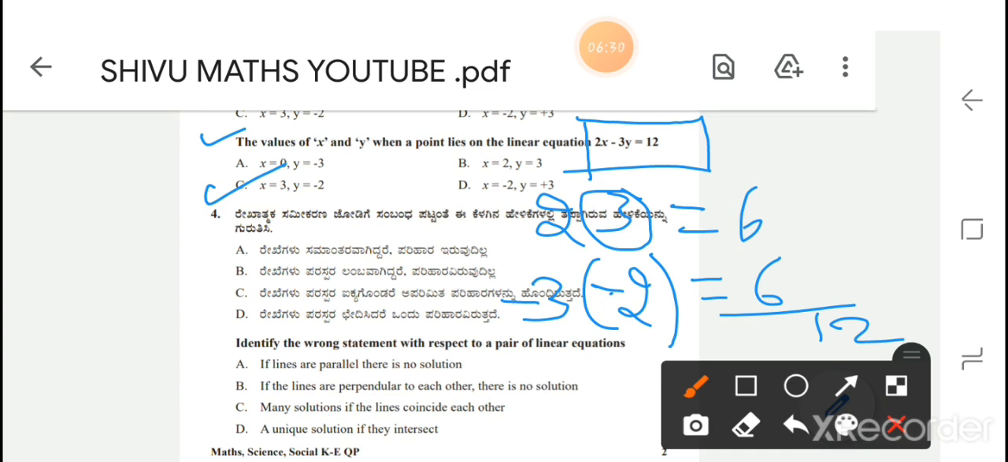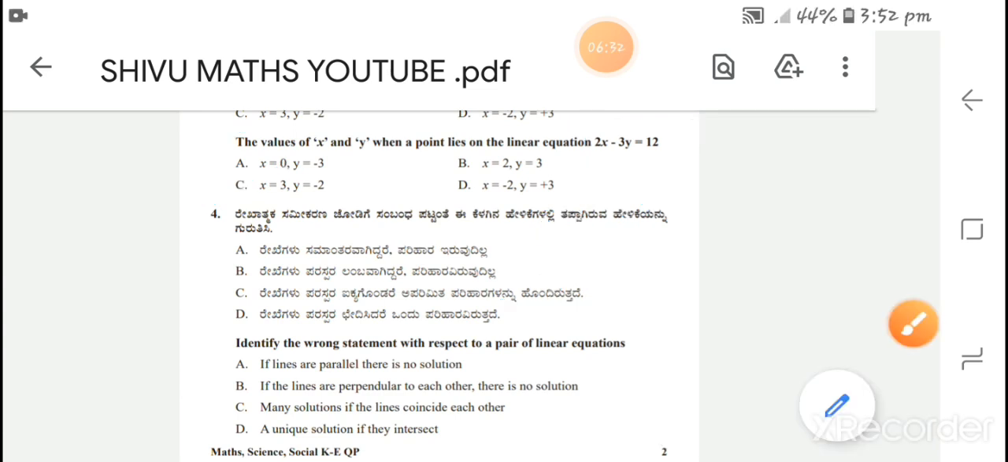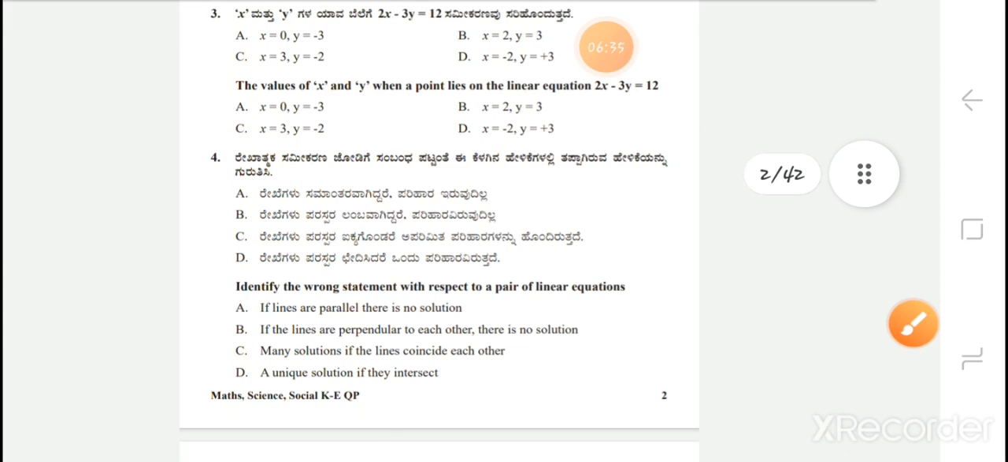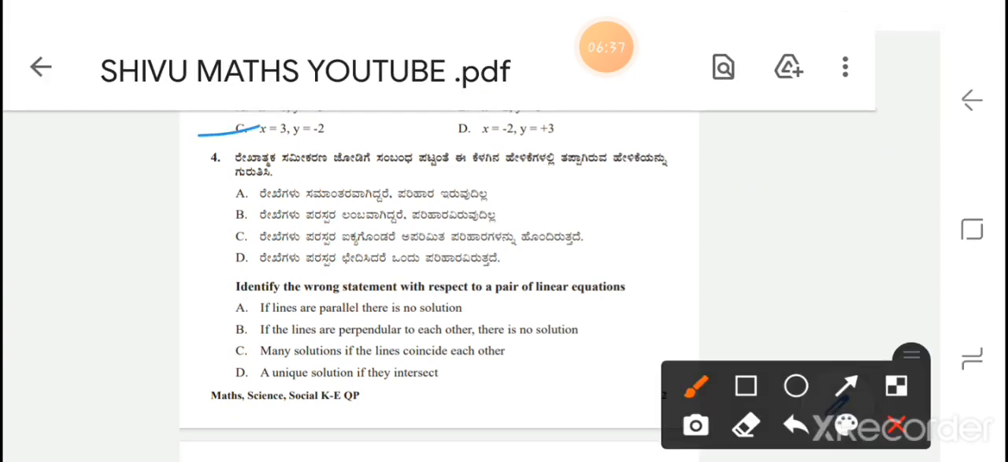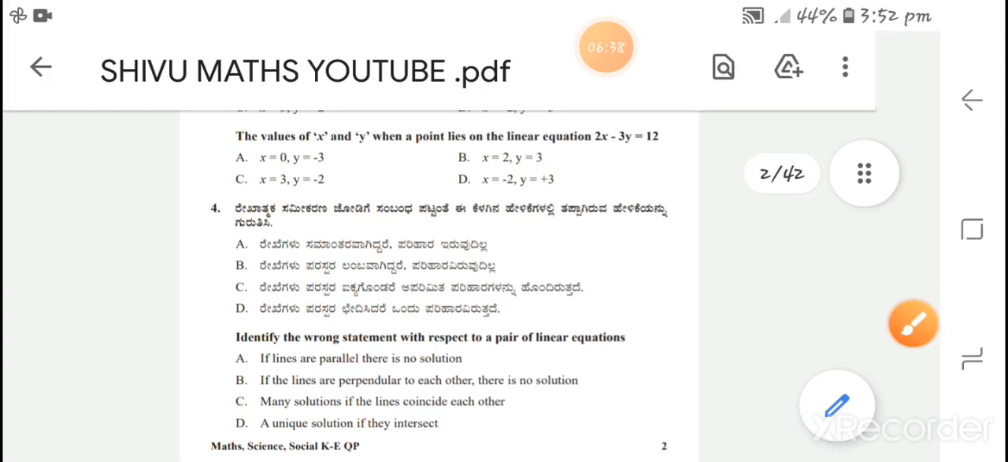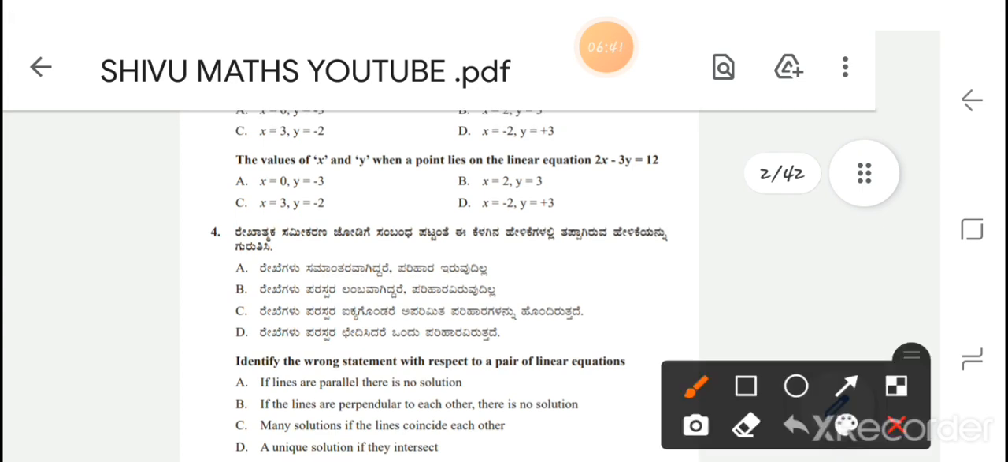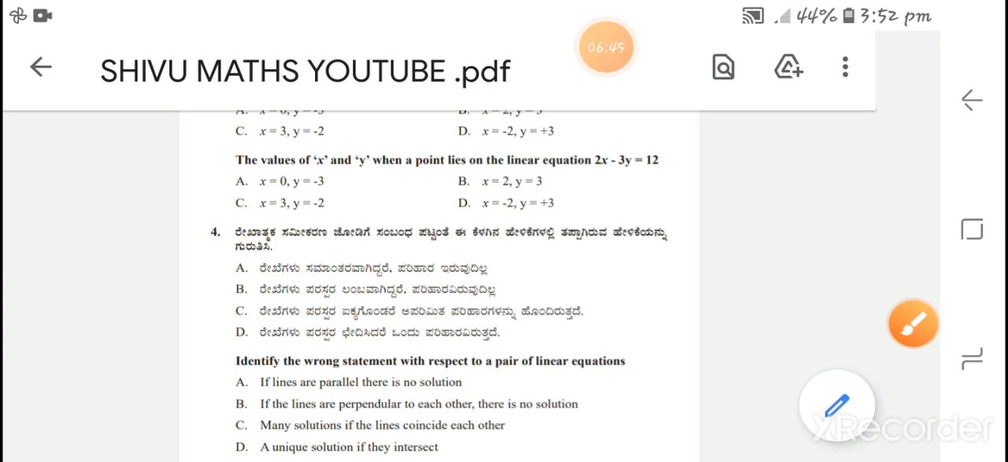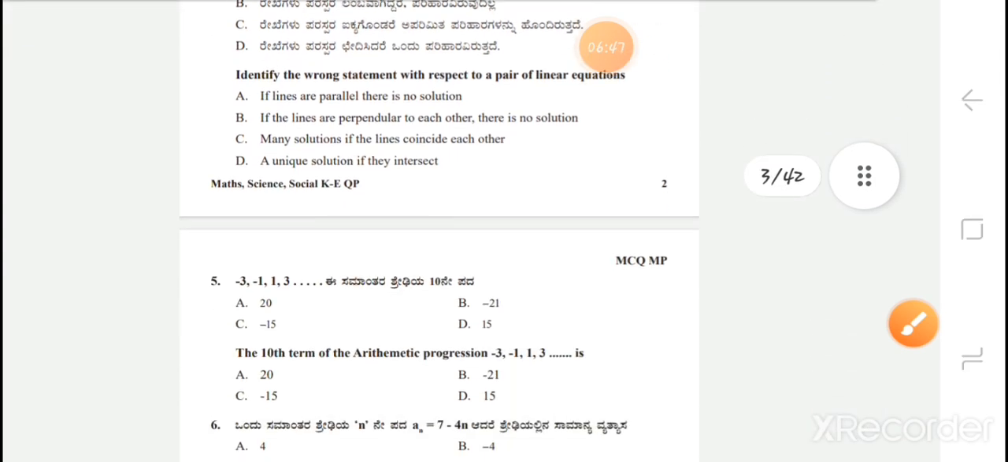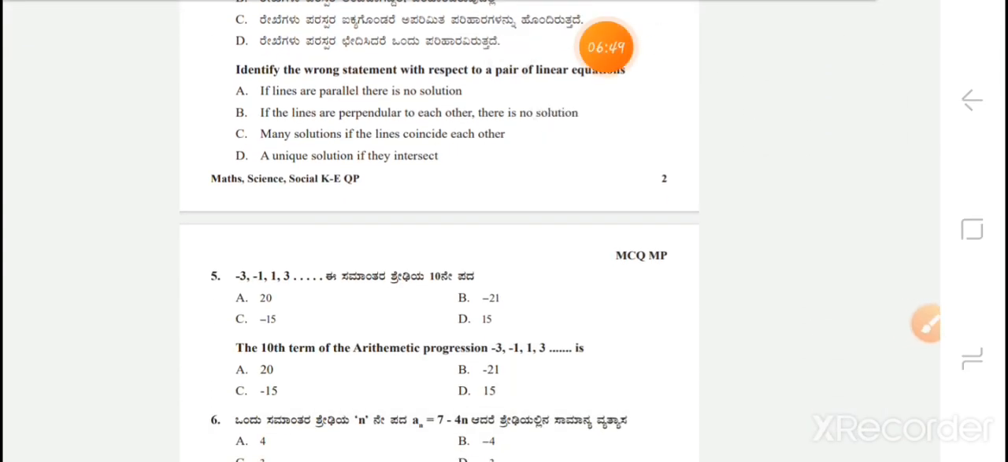So option C is the right answer, because these two satisfy the given equation. Okay, option C is right. Understand? So next we will pass on to the fourth question. What is the fourth question here?